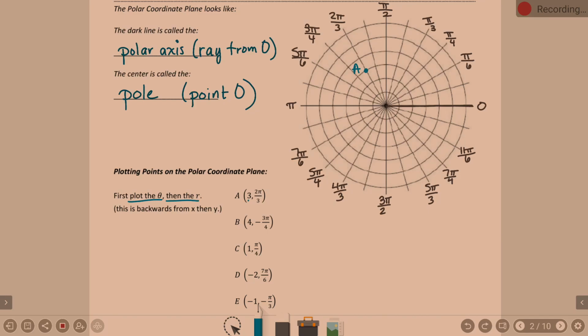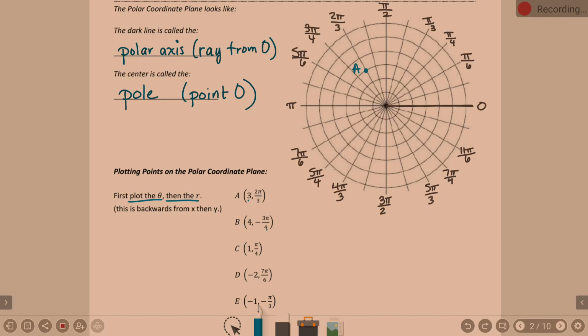Okay, ready to try B? We've got to throw some negatives in here, right? 4, negative 3 pi over 4. First of all, think about how you graph negative 3 pi over 4. I always try and give you the out with the negatives, but we've also got to learn them. So what do we know? 3 pi over 4 goes over to quadrant 2. What does negative 3 pi over 4 do? It goes to quadrant 3.